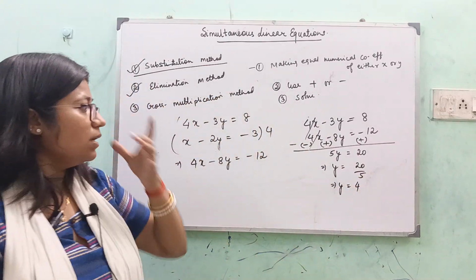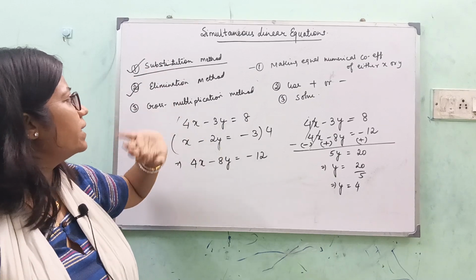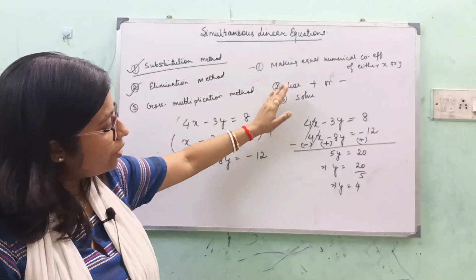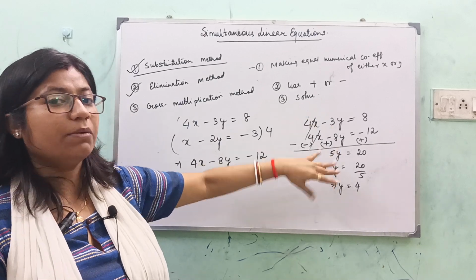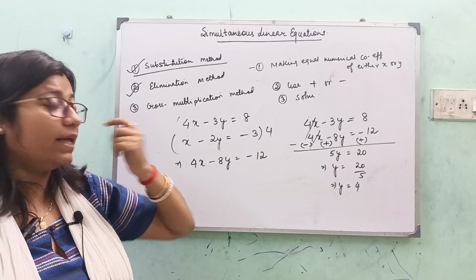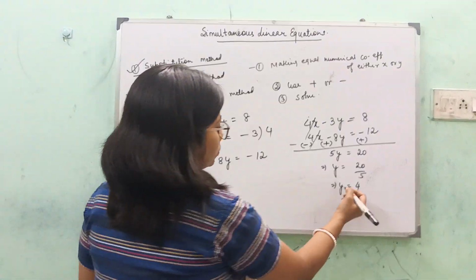So you can see one thing, in the substitution method as well as in the elimination method, we are reducing it to a linear equation in one variable. The two variables are reduced to a linear equation in one variable, and then we are solving it out. Okay, so y is equal to 4.